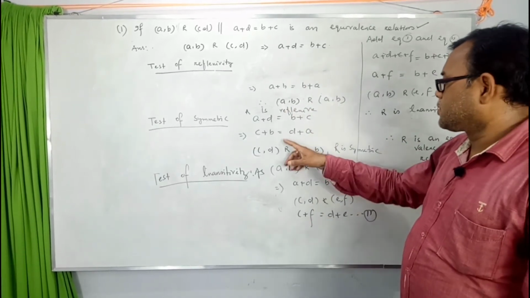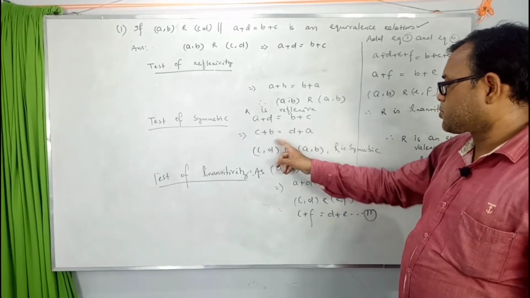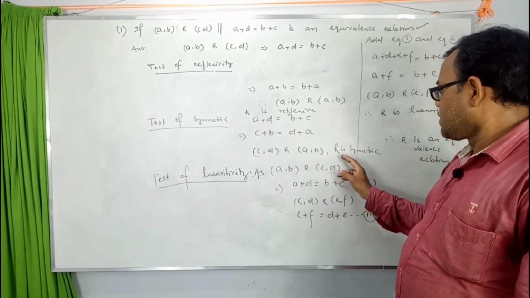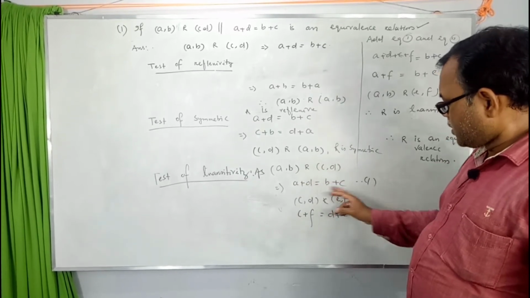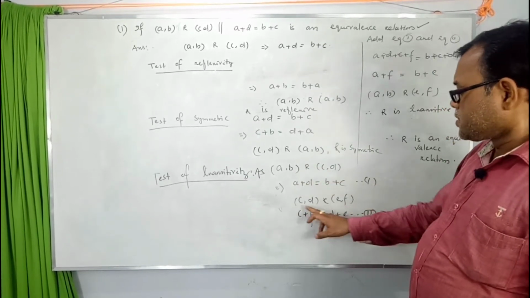Similarly, test of symmetric. You have proved it like this: a plus d equals b plus c, so c plus b equals d plus a. Therefore, (c,d) related to (a,b). So it is symmetric.